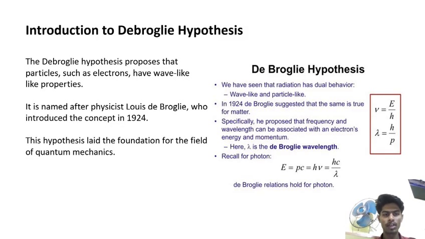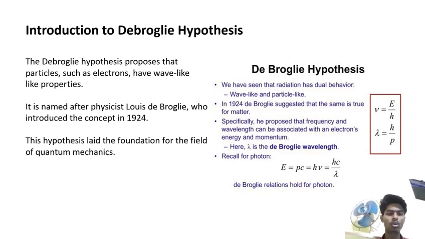So in this video we will discuss de Broglie's hypothesis, de Broglie's wavelength equation, the dual nature of electrons, and the introduction to de Broglie's hypothesis and its significance. Now we are discussing the introduction to de Broglie's hypothesis.